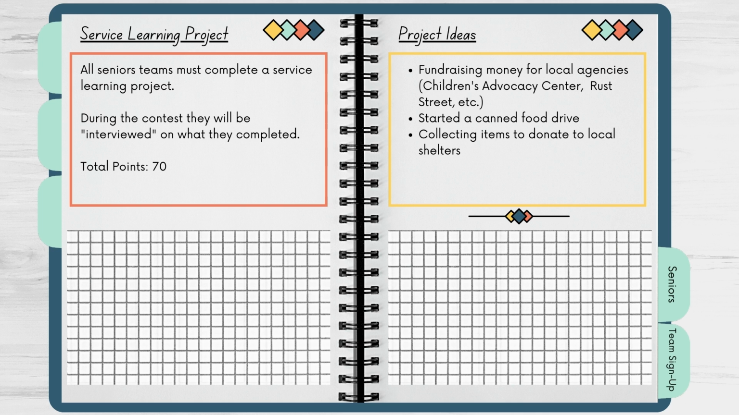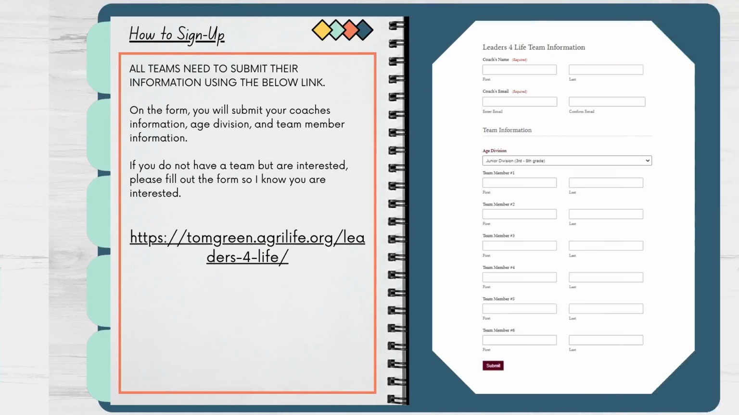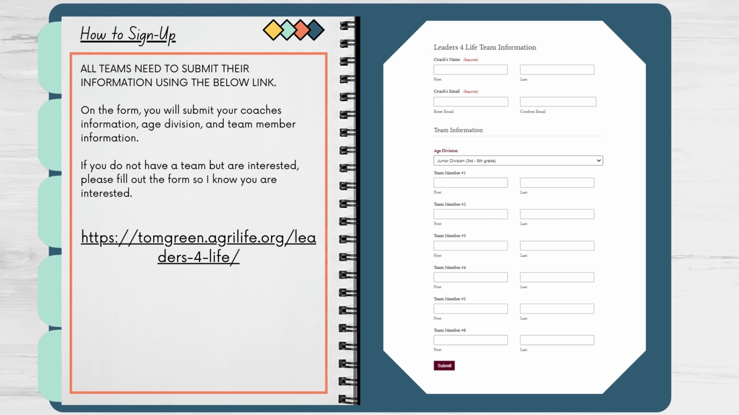So the purpose of the service learning project is to have the kids work through the 8 steps of service learning. So they do a needs assessment, they figure out what's needed in the community, how they can help their community, and just working through those steps that we'll talk about more when we actually start practicing.